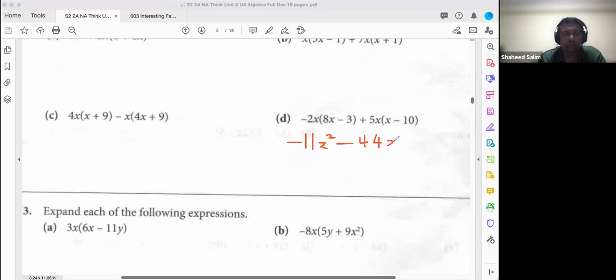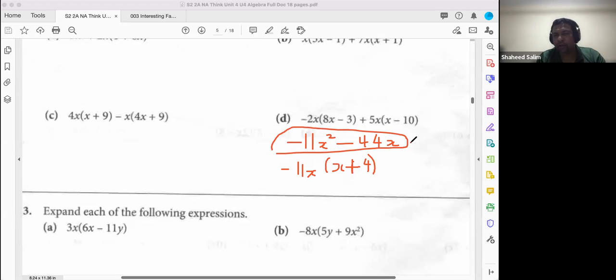So what do we do? Do we remove a minus 11x? No need. Abdurrahman, if they ask you to factorize, then you're correct. Well done, but you don't need to do this. Abdurrahman has found his answer already, and he went further. They did not ask you to factorize.